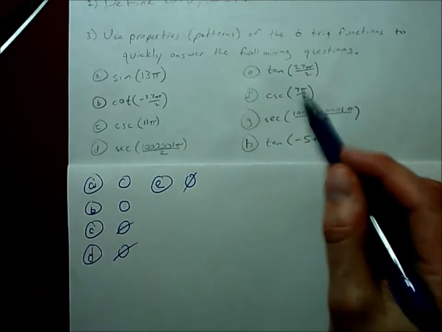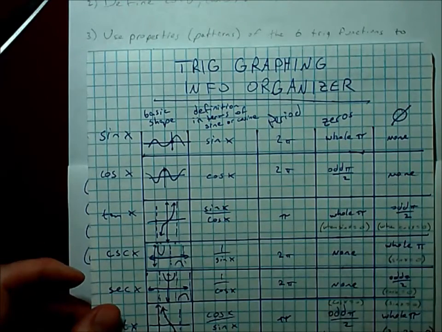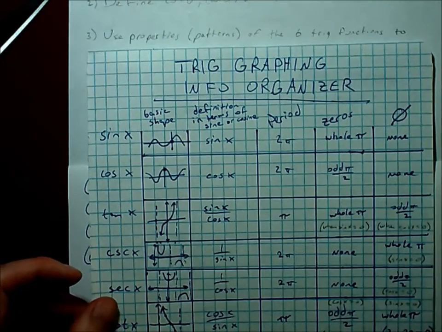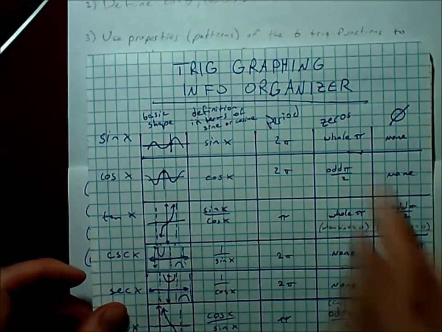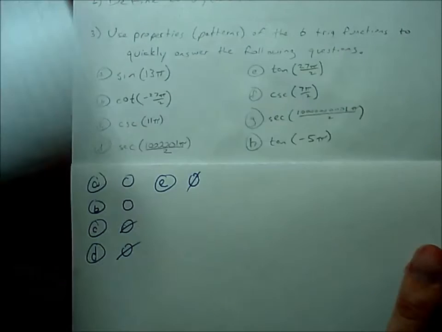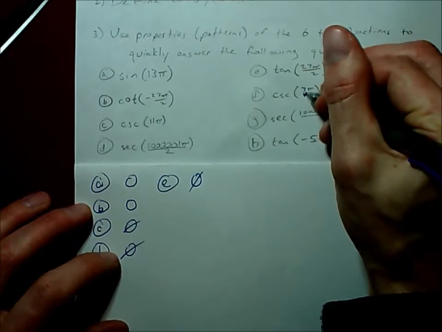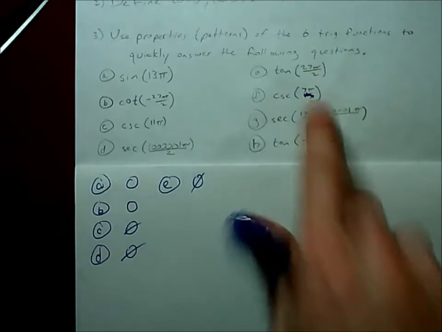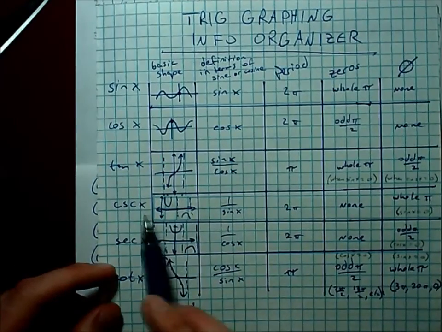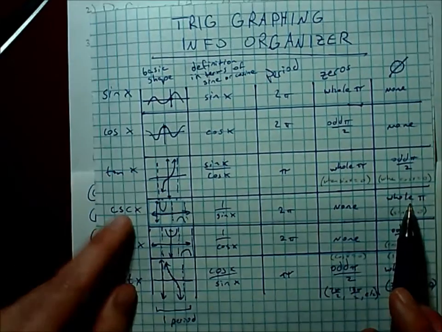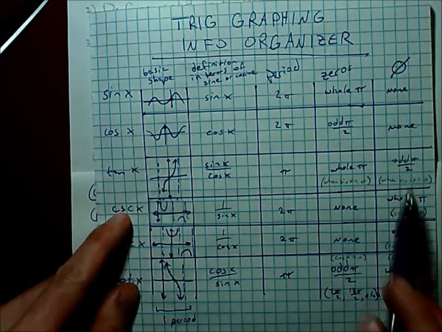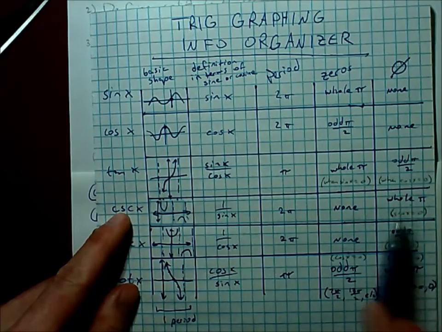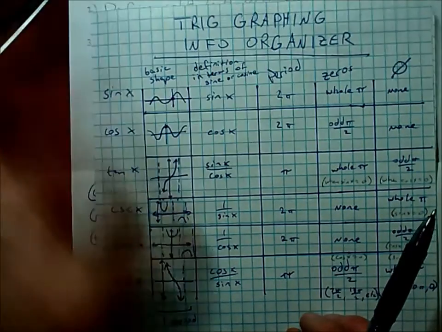Cosecant of 7 pi over 2. So cosecant is 1 over sine. And sine of pi over 2. Actually, that's not a good problem. Let's pretend that says cosecant of 7 pi. There we go. I changed my mind again. Okay, cosecant of 7 pi. So cosecant of any whole pi would be undefined. Why? Because sine of x is equal to 0 there, and 1 over 0 is undefined.